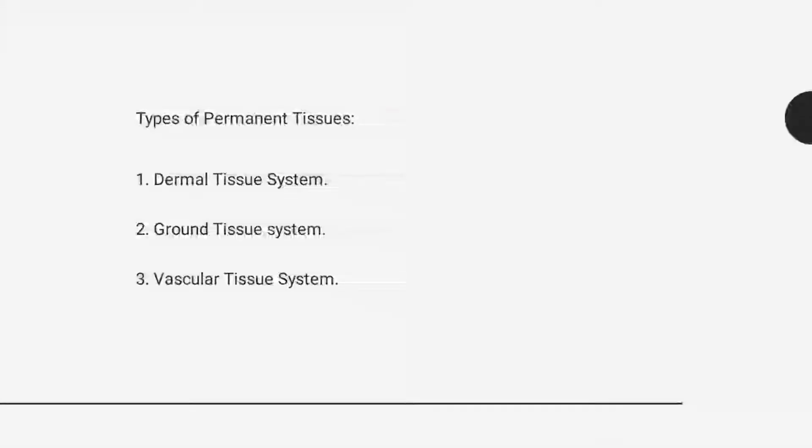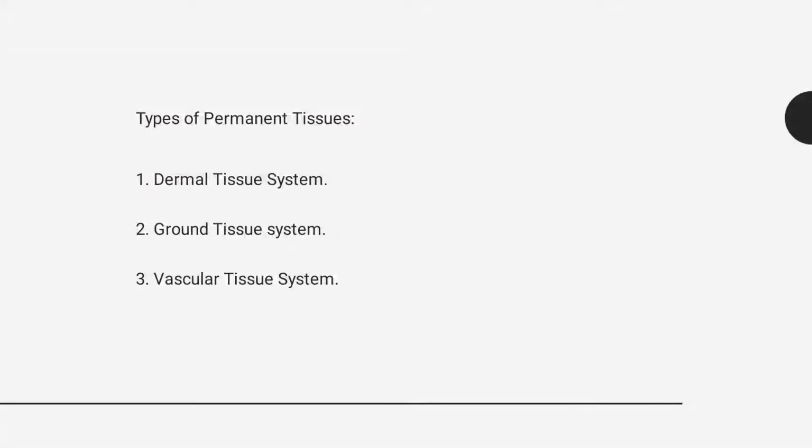Again, if we classify permanent tissue as per their kind, based on the kind of cells consisting of the permanent tissue, they are of two types, simple tissue and complex tissue. Mostly we discuss plant cells as per their place or origin. So first we have dermal tissue.